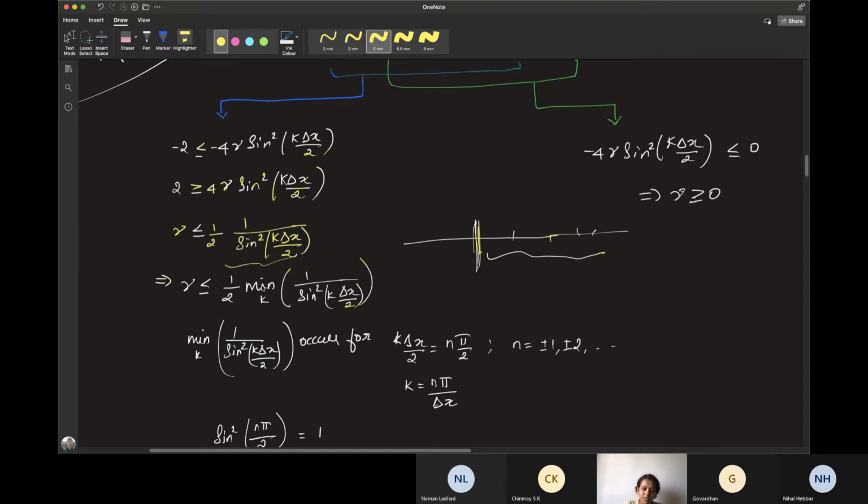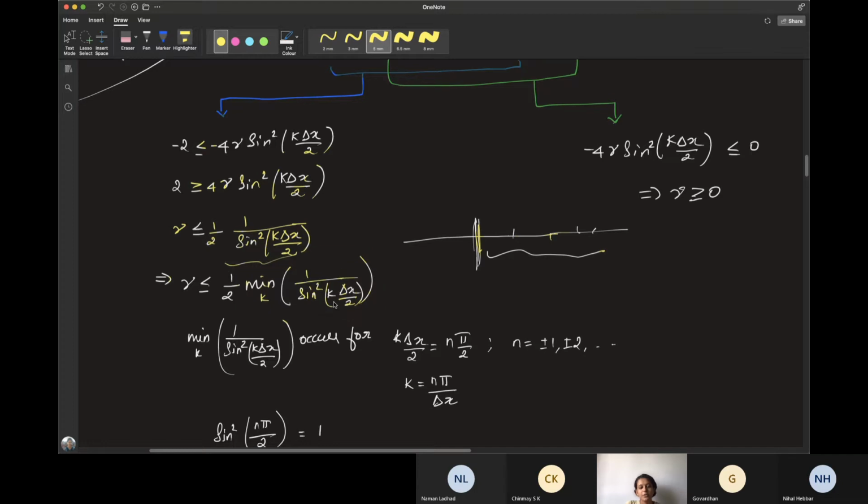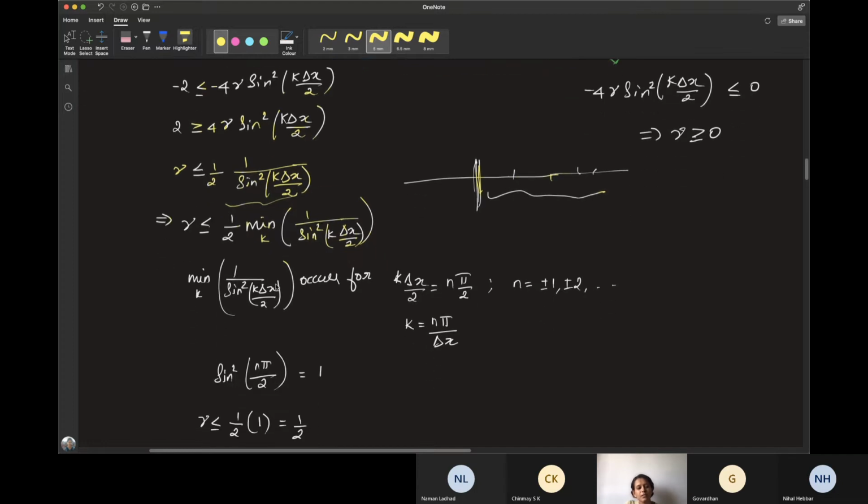for any k for which the minimum of 1 by sine squared k delta x by 2 will occur, minimum over k. This expression is minimum for some specific k, and that k will be taken to evaluate this expression. So that will occur for k delta x by 2 equals n pi by 2.